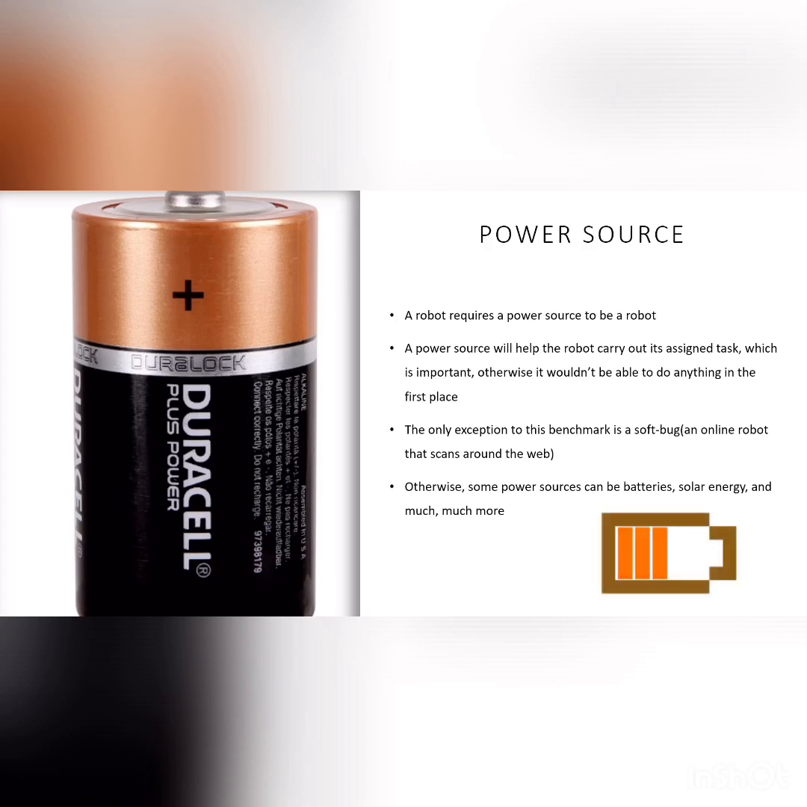Power source. A robot requires a power source to be a robot. This is one of the key places where it ties machines and robots together, but it also excludes other things that people call robots. A power source will help the robot carry out its assigned task, which is important, otherwise it wouldn't be able to do anything in the first place. So if you just have something that you have to push, like a Rube Goldberg machine, for example, it might have a power source at the beginning, but really it has to be more of a power source that will keep the machine going.